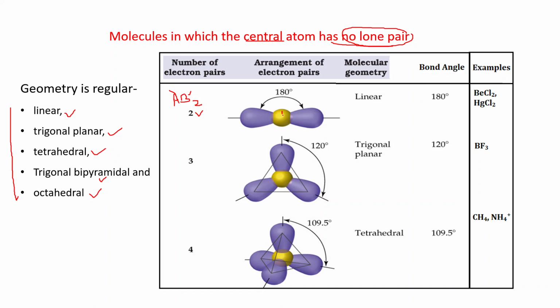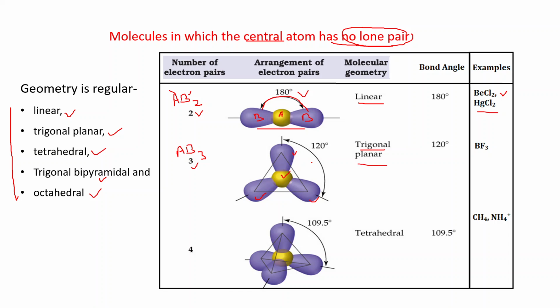If this is the central atom A and these are B and B, they are arranged in a linear way, and the bond angle between this bond and this bond is 180 degrees. Examples are BeCl2 and HgCl2. If the number of electron pairs is 3 and all 3 are bonded electron pairs, then we can say this is an AB3 type molecule. This is the central atom, and these are the 3 surrounding atoms arranged in a trigonal planar way.